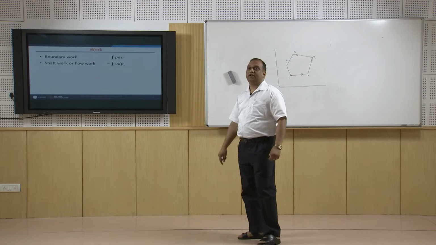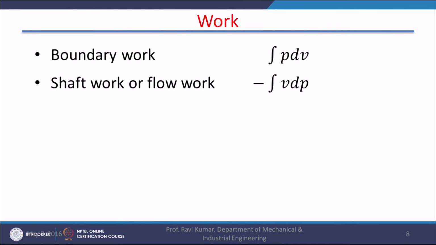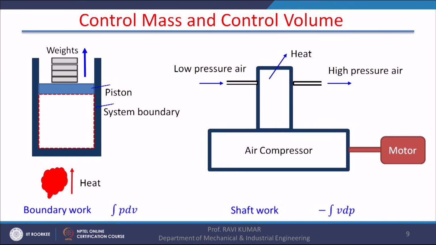Now work in thermodynamics: there are two types of work. One is boundary work, another is shaft work. Boundary work comes into the picture when there is a closed system as shown in the figure. In this figure, a piston cylinder arrangement is shown, and the boundary is shown by the dotted red lines. If I give heat to this system, the piston will move in the upward direction, and the piston carries weights also. But there is no mass interaction with the surroundings. So the heat is transferred to the system, and there is a movement in the system boundary. In this case, work is done by the system.